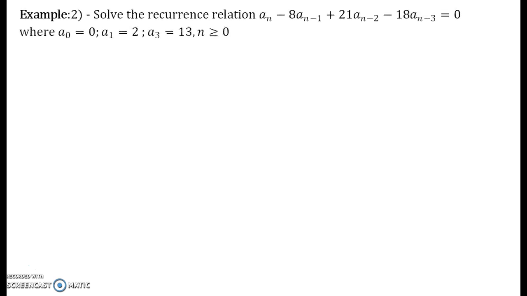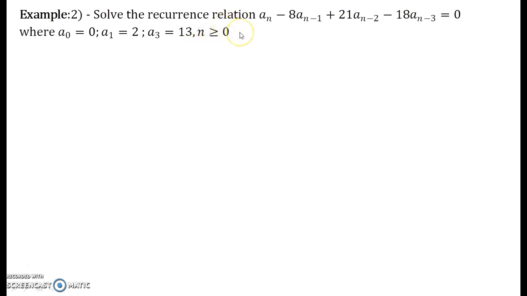Okay, so this is the question that we have been given. This is our recurrence relation: a_n minus 8a_(n-1) plus 21a_(n-2) minus 18a_(n-3) equals 0, and for the first time we have three initial conditions: a_0 is 0, a_1 is 2 and a_3 is equal to 13. Okay, so let us jump into solving this question.